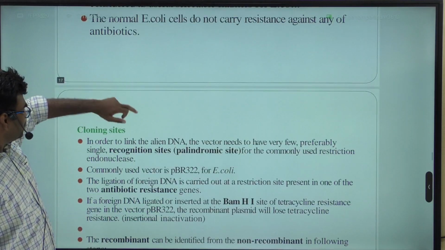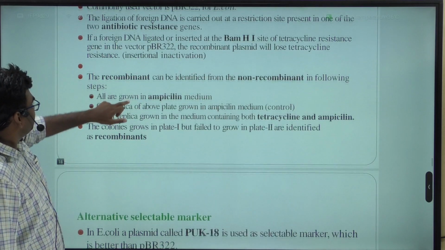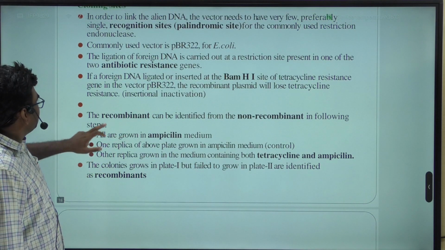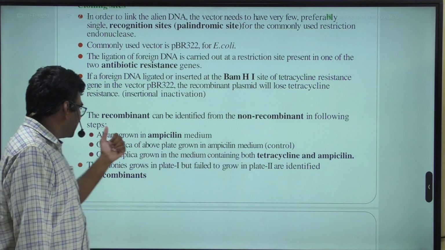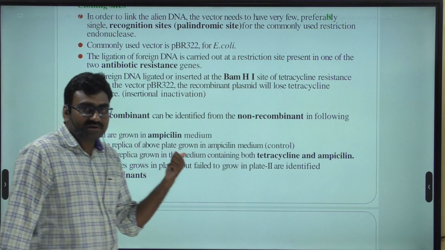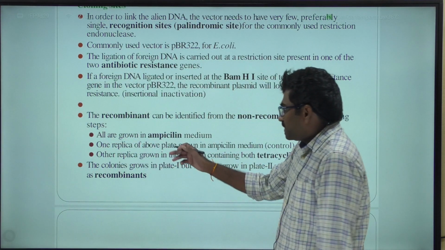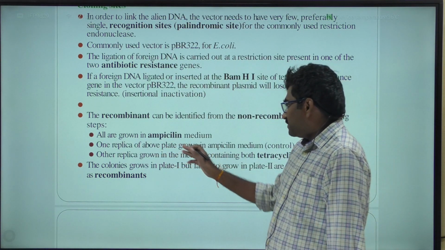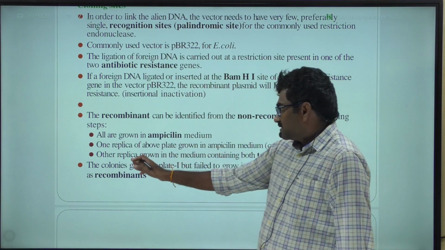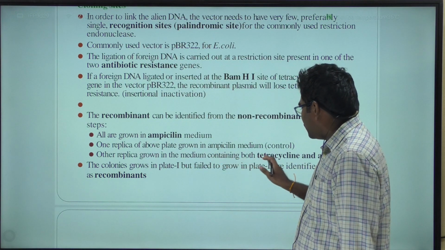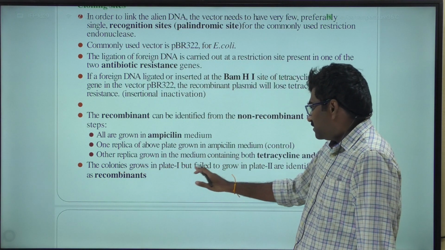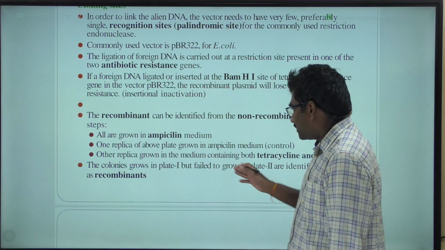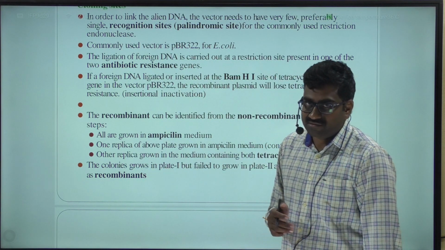So here, the recombinant can be identified from the non-recombinant in the following steps. All are grown in ampicillin medium, and one replica of the above plate is grown in ampicillin medium, the other replica is grown in the medium containing both tetracycline and ampicillin. The colonies that grow in plate 1 but fail to grow in plate 2 are identified as recombinants.